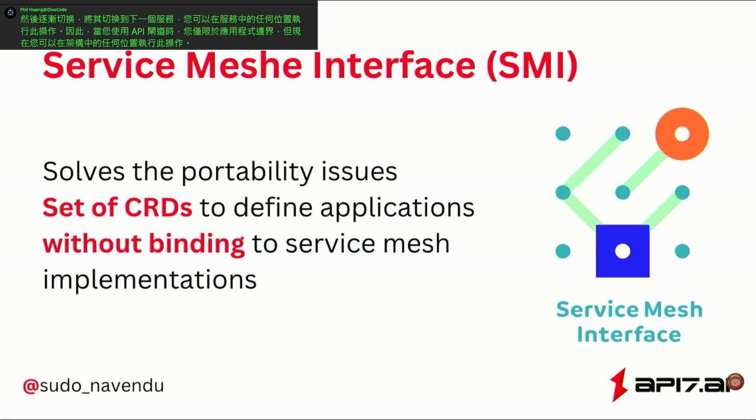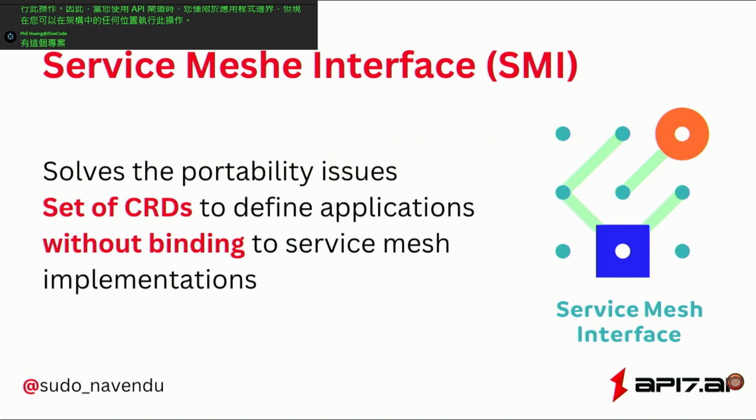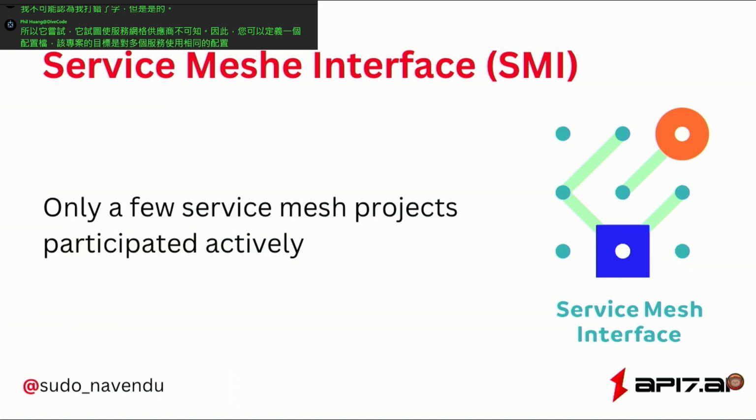And there was this project called Service Mesh Interface, SMI. There is no E. I think I made a typo, but yeah. It tries to make service mesh vendor agnostic. So you can define one configuration file, and the goal of the project was to use the same configuration for multiple service meshes. But only a few service meshes participated in this project, and it was basically a failure.